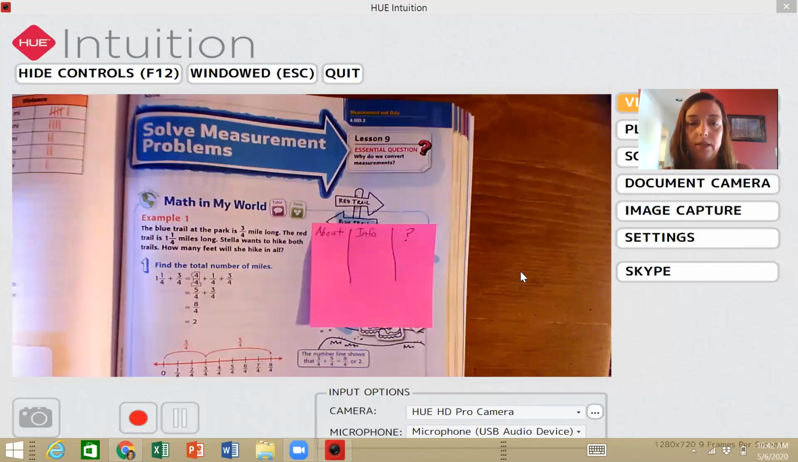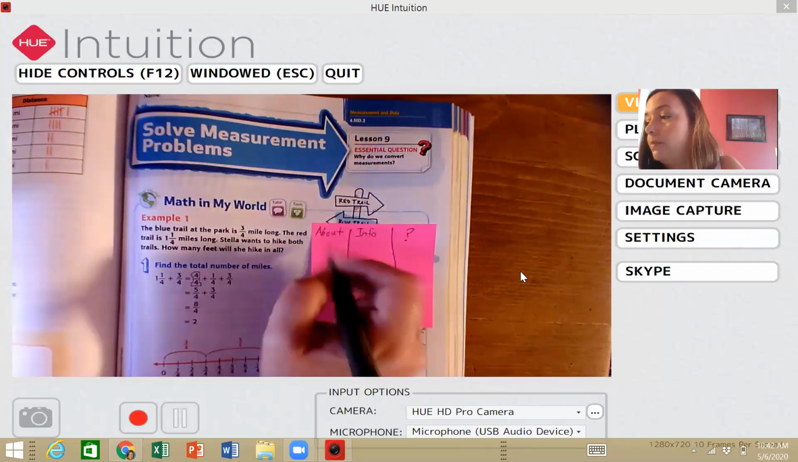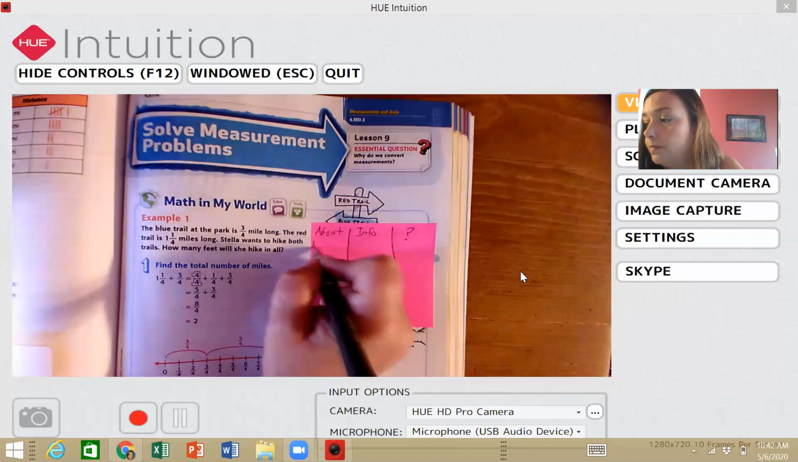So example 1 says the blue trail at the park is 3/4 of a mile long. The red trail is 1 1/4 miles long. Stella wants to hike both trails. How many feet will she hike in all? Okay, so what is this problem about? So it's about a hike, right? So it's about hiking trails.